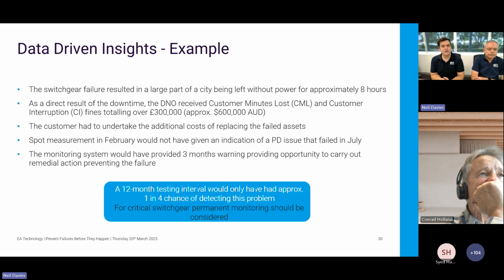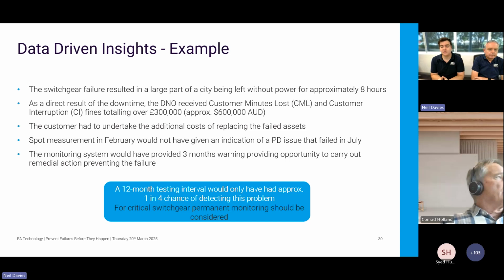This one, when it all went through, with the fines that they received for the customer lost minutes, you were looking at around 600,000 Australian dollars. And that's not to talk about the repair costs, the labour, the new assets, the cleaning of the panels around it. So I would expect that to be quite a bit higher once it was all said and done.